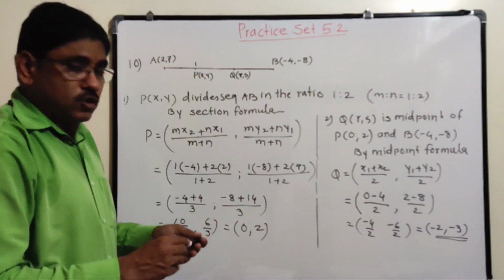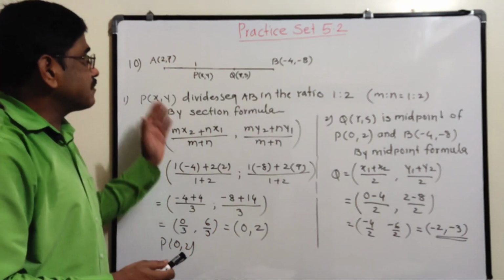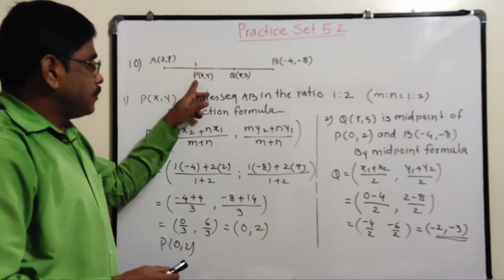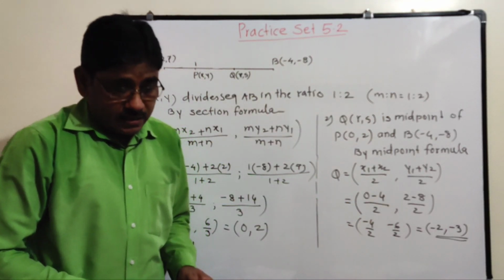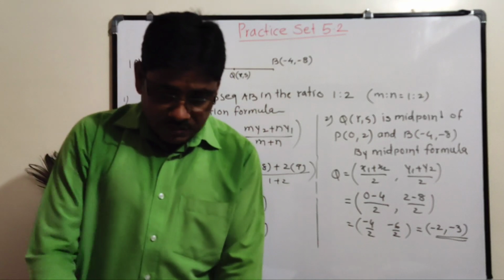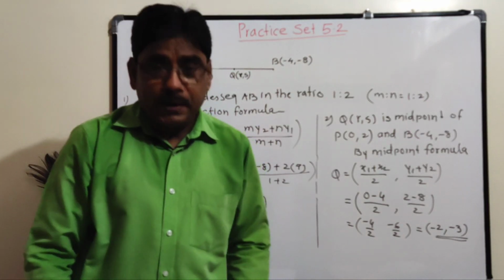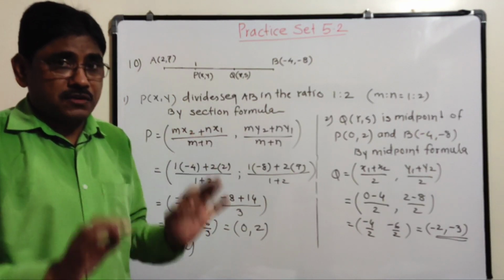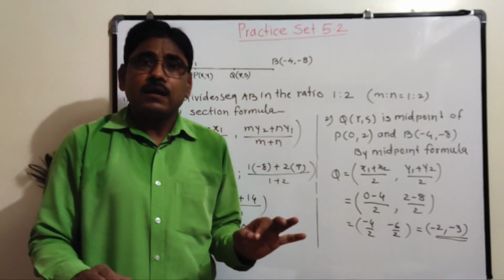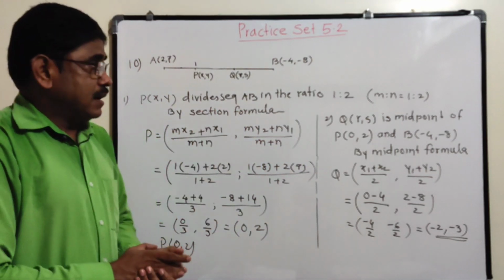So the coordinates of the points which divide the segment into 3 equal parts are P(0, 2) and Q(-2, -3). So in this way we can solve practice set 5.2 using these three formulas: the section formula, the midpoint formula, and the centroid formula.